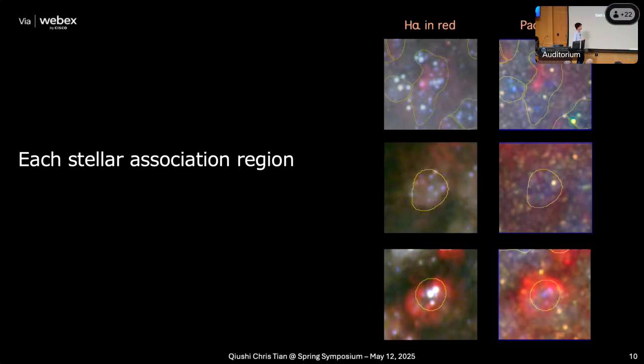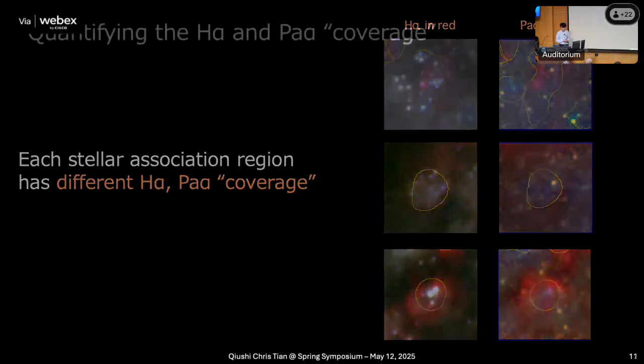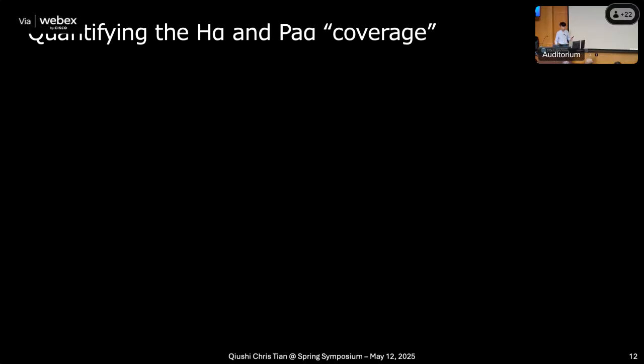Like this top panel, you can see it's very localized. There's only one or two stars or clusters or clumps of H2 emission. The middle one has more diffuse but constant, uniform H2 emission. And in the bottom one, you see a clearing at the center, and then there's H2 emission around it. So they have different degrees of coverage of H alpha and Paschen alpha. This is very interesting, especially when we see something like this. Is it because of stellar feedback or previous supernovae, actually blowing things out? So instead of just looking at pictures, we want to quantify this a little bit.